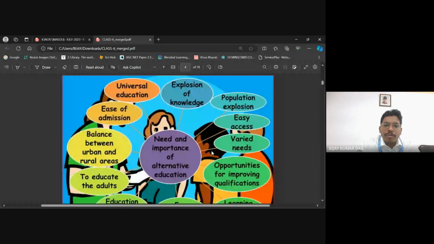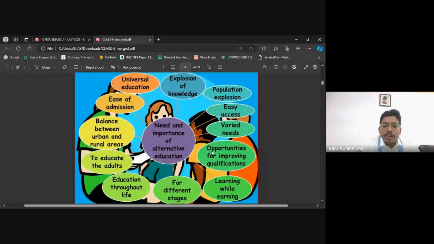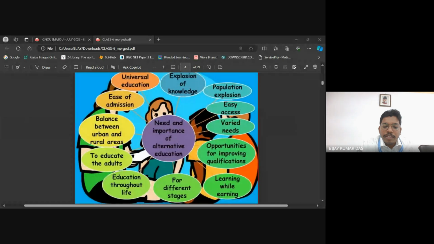If we talk about the need and importance of alternative education, you will get the history here. Need and importance of alternative education, how it is important. You just see the picture, for a different purpose in different stages of our life.